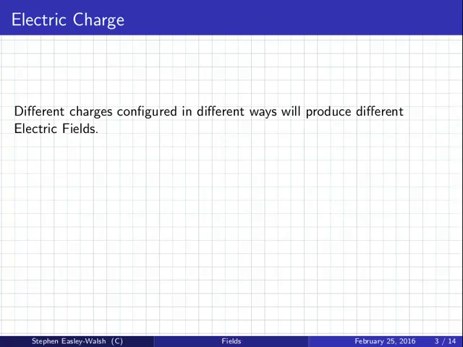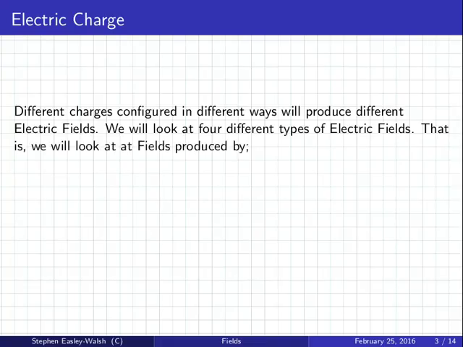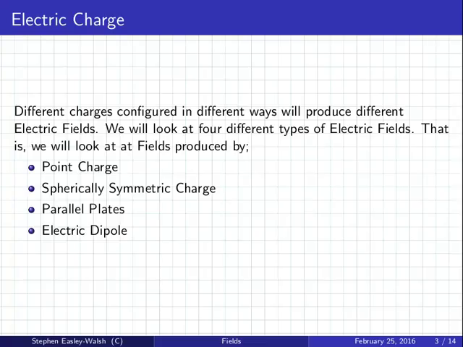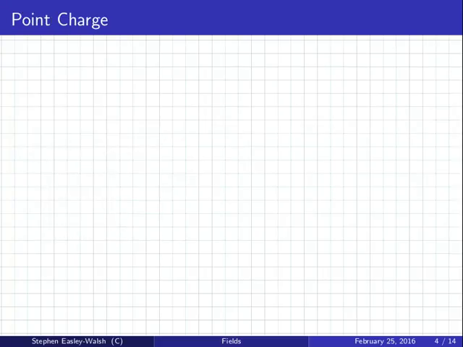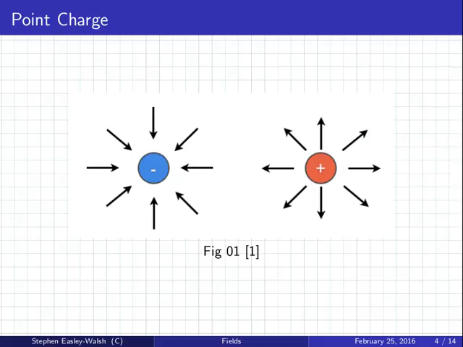Different charges will produce different electric fields. Makes sense. And we're going to have a look at four types actually. That is point, sphere, parallel, and dipole. These are different patterns of electric fields. Let me explain. So the first one is what's called a point charge.